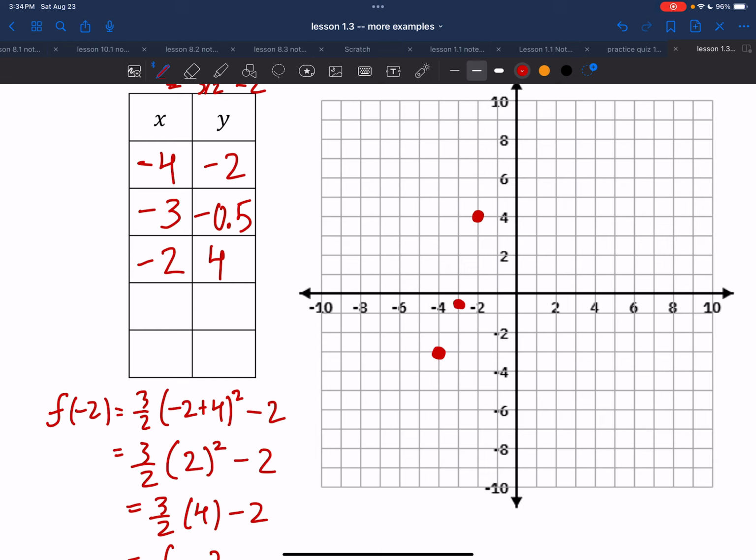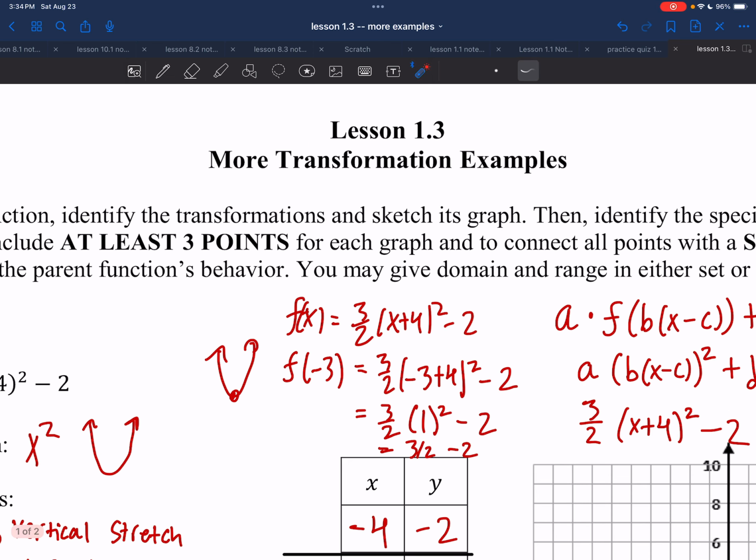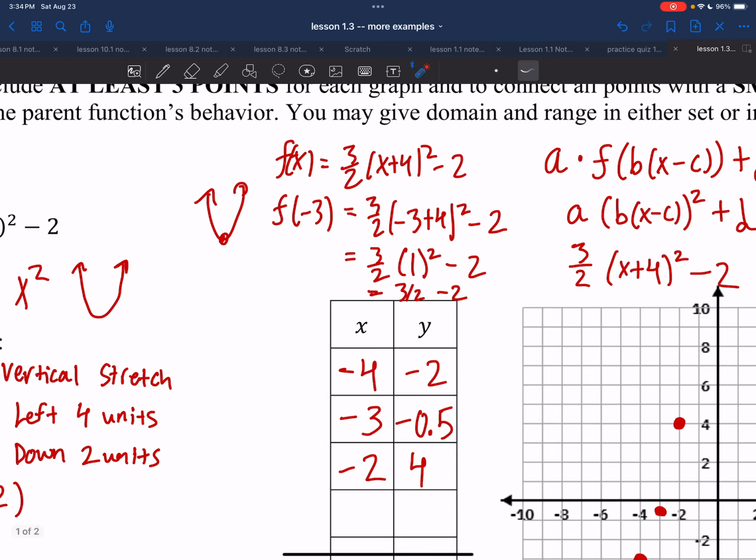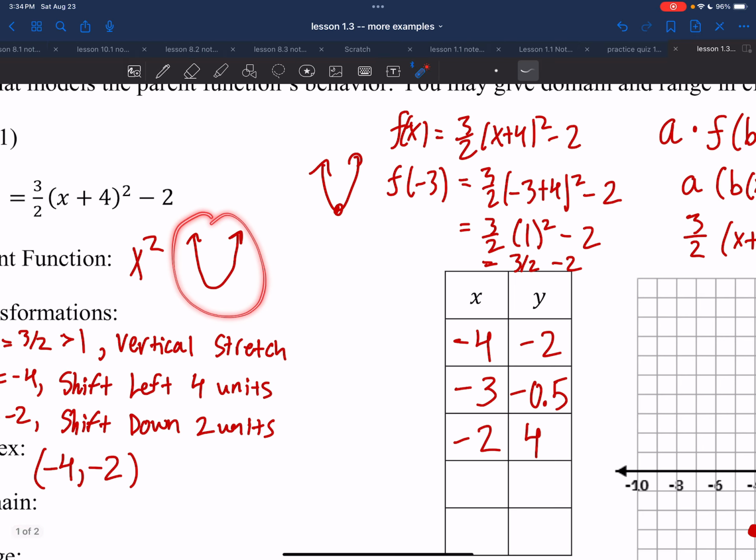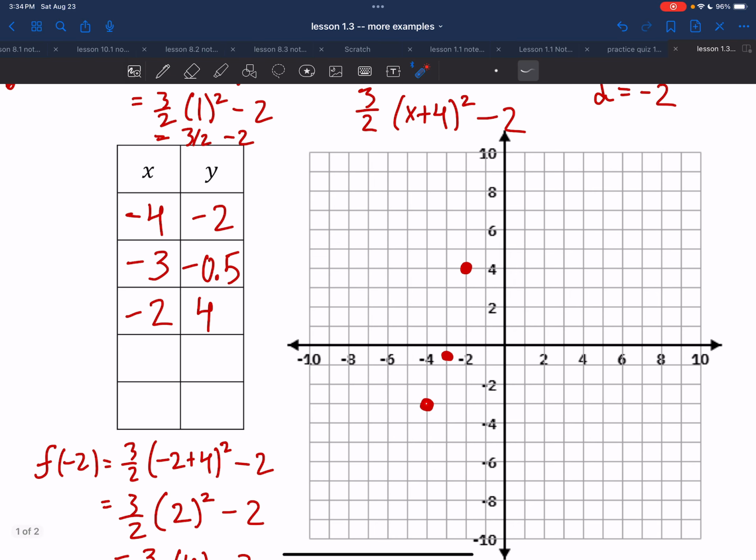Could I go on to -1? Yes, I could, but that's 3 points, and the expectation was 3 points, so I've accomplished my goal. But there's a bit of a problem here. I know that the parent function is this parabolic shape, this U shape. It's a parabola. If I just connect these 3 points, well, that doesn't show me a parabola, right? So I'm missing something. I have my 3 points, but it needs to look like the parent function.